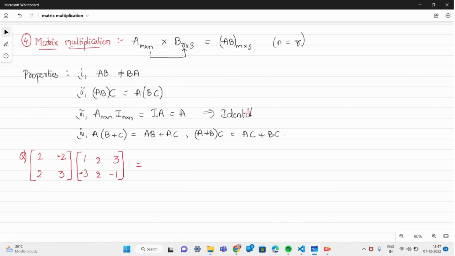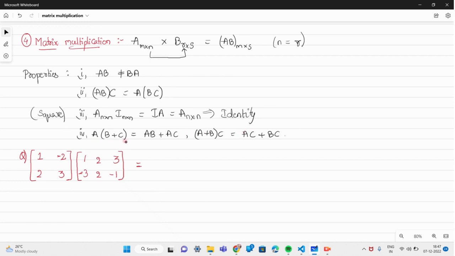So what should be multiplied to the matrix A so that the output will be the same matrix of the same order n cross n? So for this identity matrix, the order should be n cross n. Meaning it should be a square matrix. Then only this property follows.